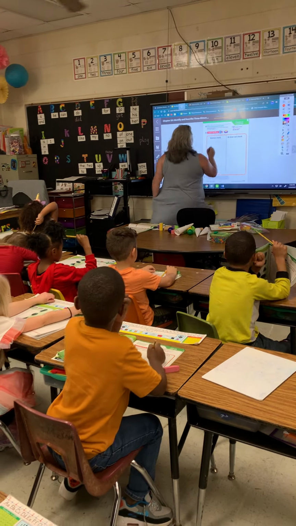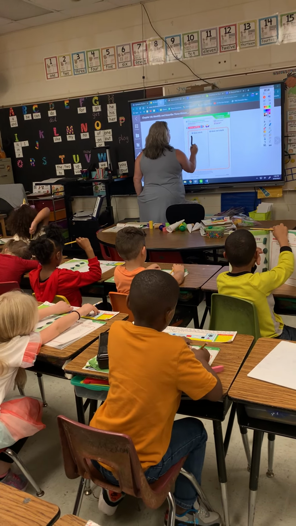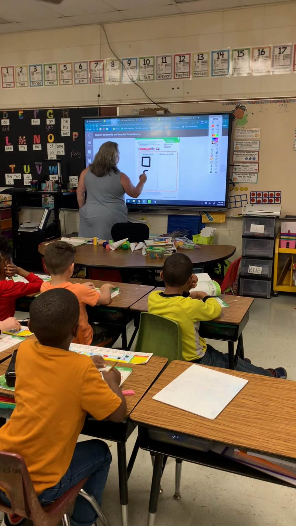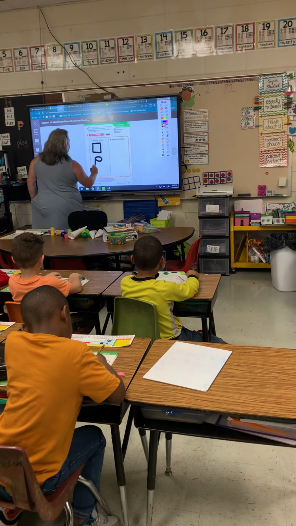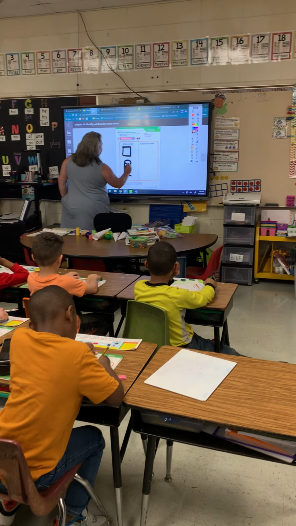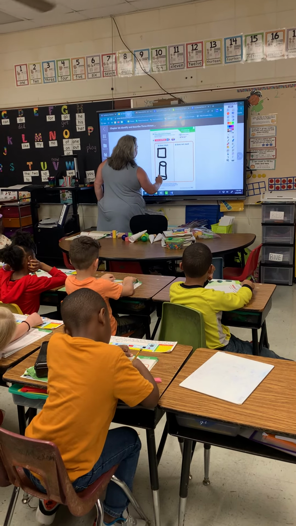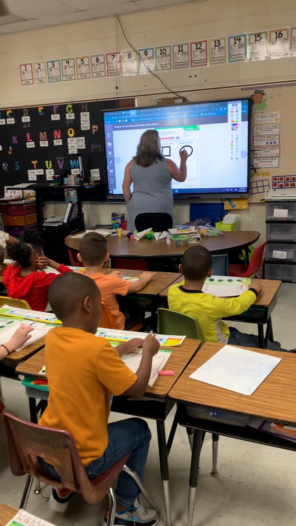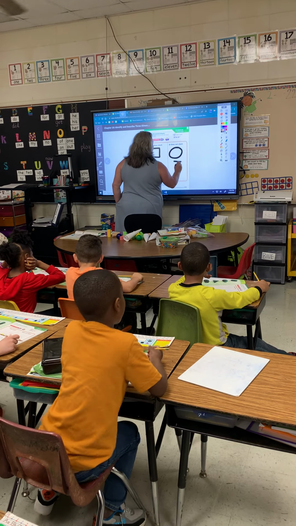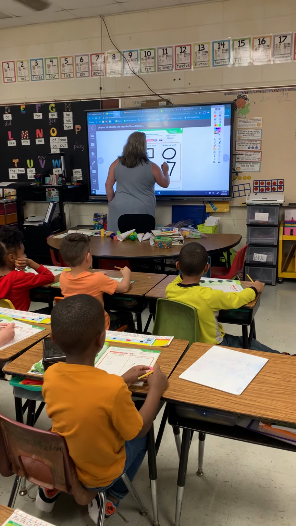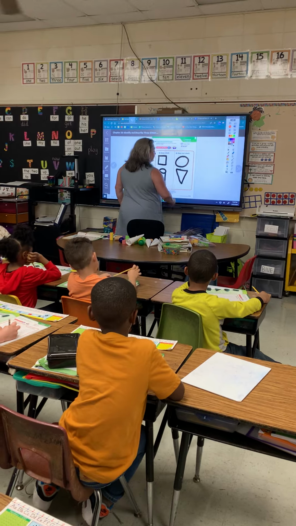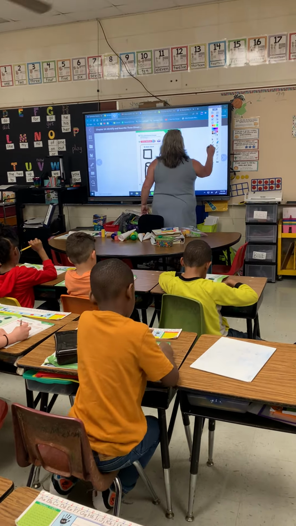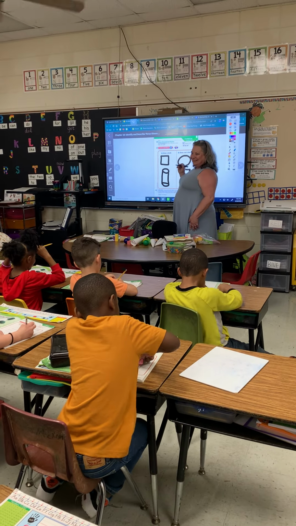All right. So does stack would be a cube and a cylinder. Does not stack would be a circle and a cone, which looks like a triangle. Okay? Did y'all get that right?